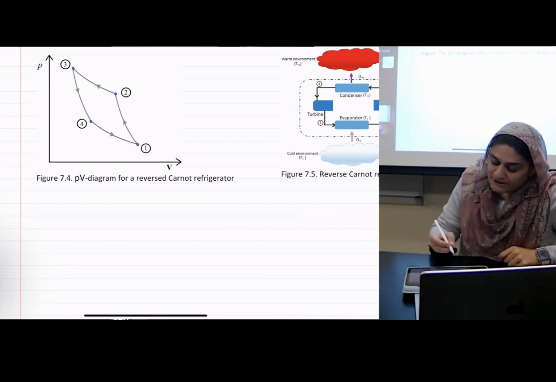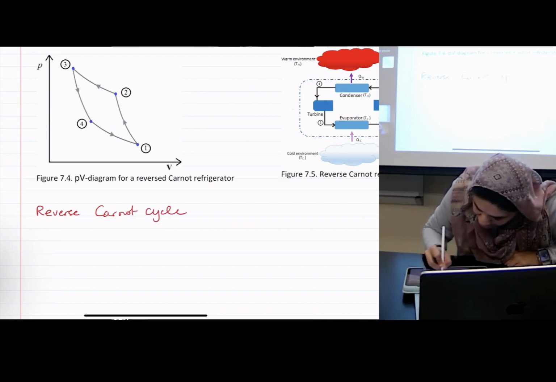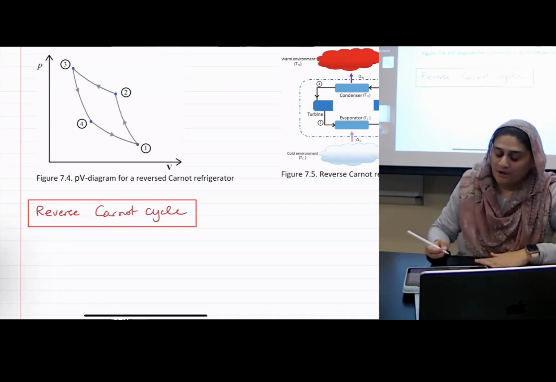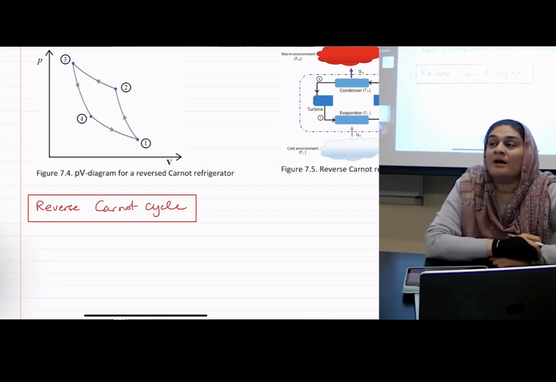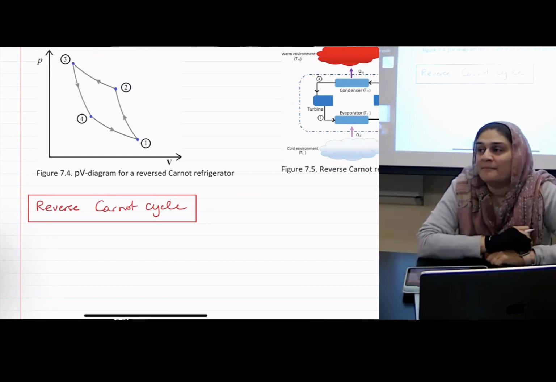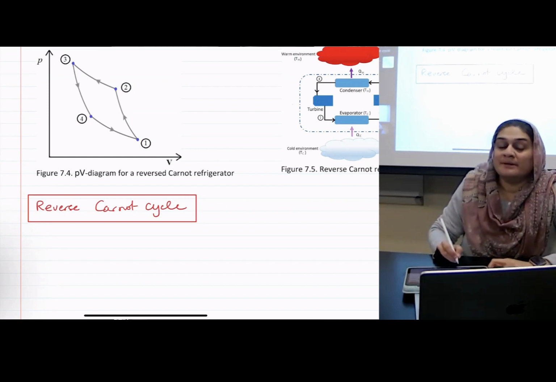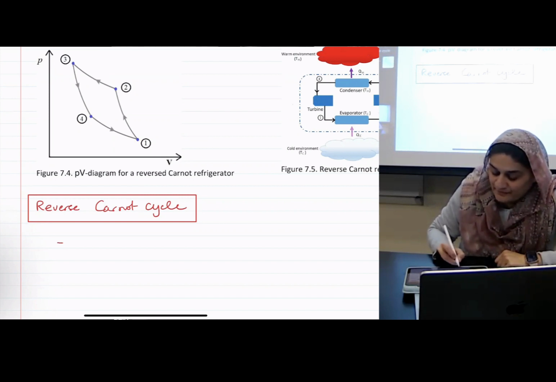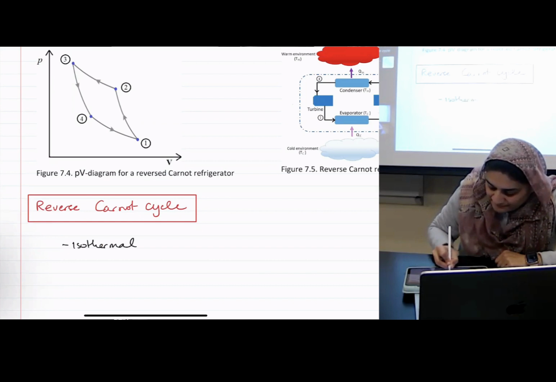Okay, so a reverse Carnot cycle. What do we know about a Carnot cycle? Feel free to look it up. That a Carnot cycle is made up of 4 processes, well, 2 basic processes. What were they? Good. So a reverse Carnot cycle must also be based on 2 processes which are reversible, which will be isothermal and adiabatic.